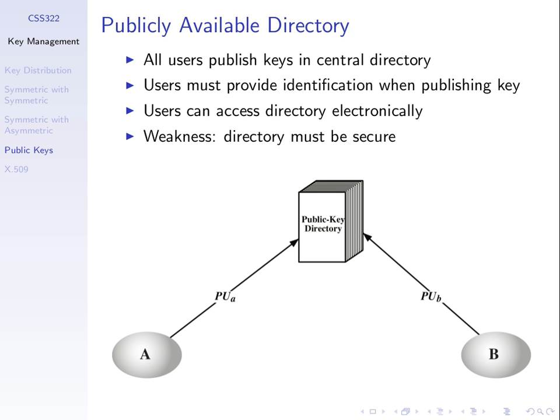So there's some special computer, some server. All of the students publish their key on that server. When other users want to find another student's key, they go to the server and make a request. Of course, the server must be secure, because if some malicious user can change the keys on the server, then they can pretend to be someone else.